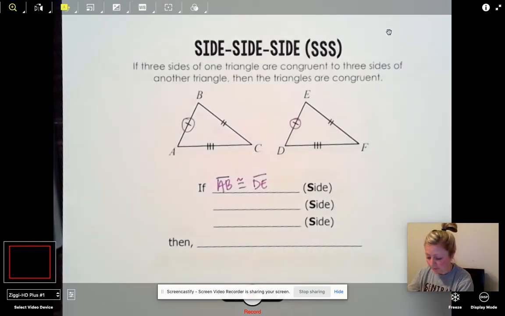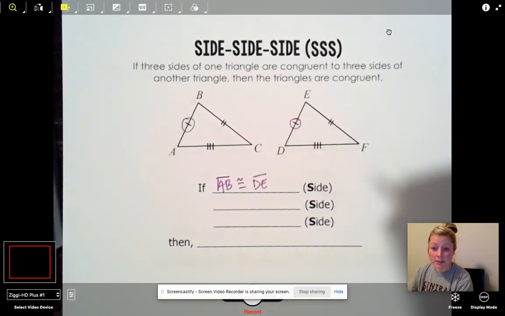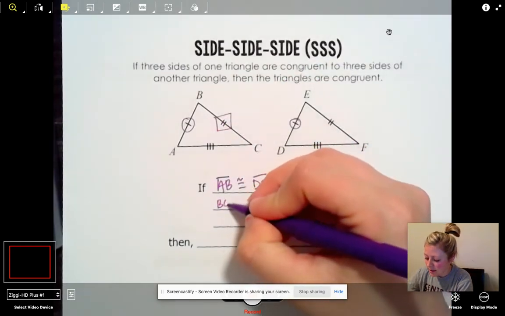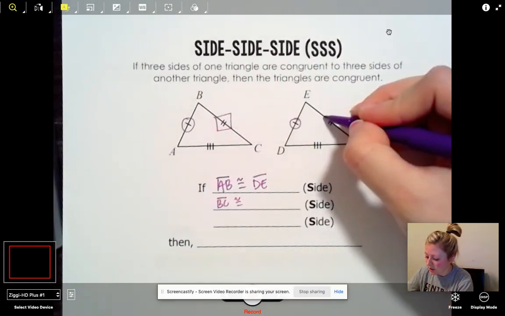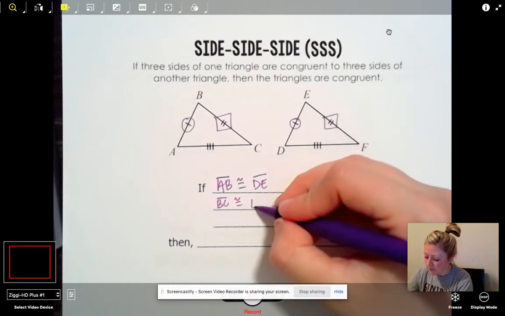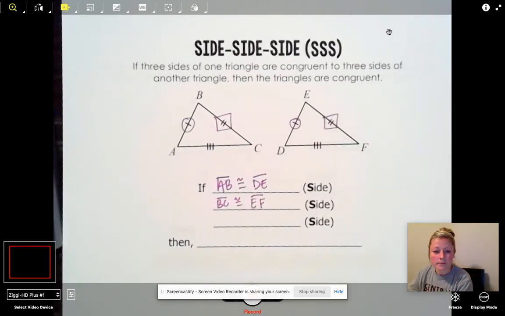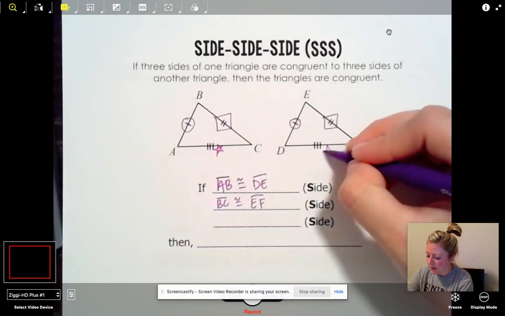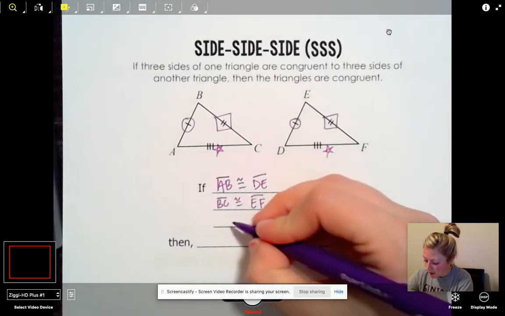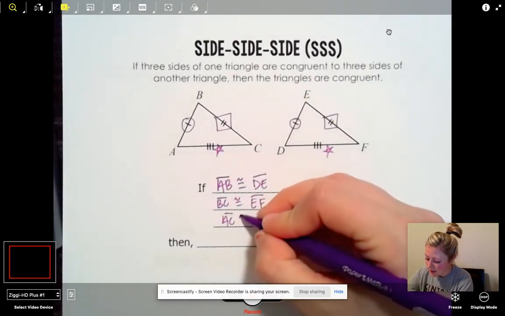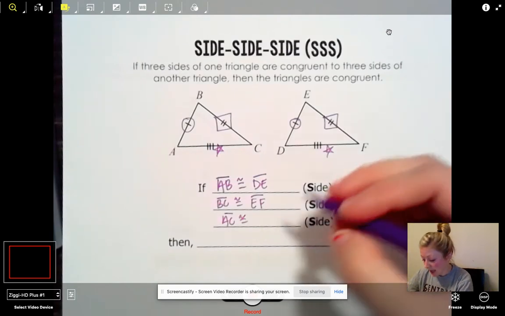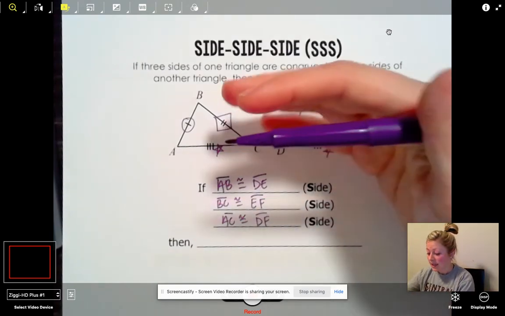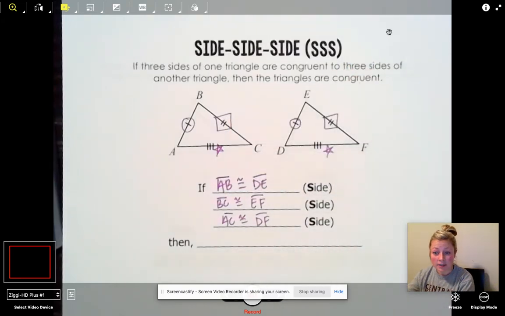Okay, that was pretty good. Now let's move on to our two tick marks. I'll box this one. So BC is congruent to EF. And then our last one will go with the threes. I'll put a star by those guys so we know that those match. AC is congruent to DF. So this is enough information to say that these two triangles are congruent.